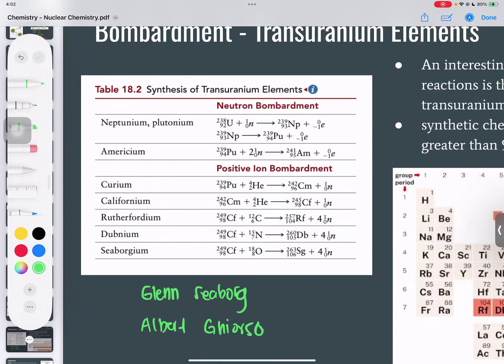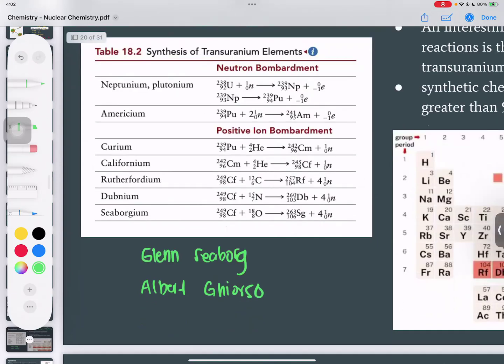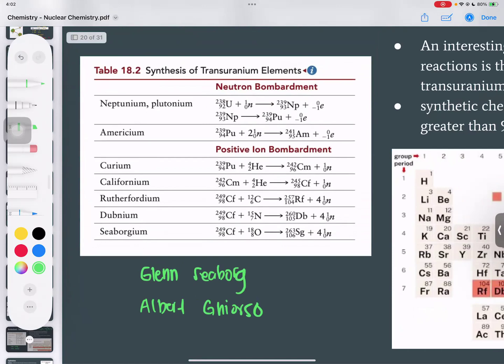So, to form heavier transuranium elements effectively, it was necessary to bombard appropriate targets with higher positive ions. Thus, you could see that instead of a neutron, they used helium, carbon, nitrogen, and oxygen, which are positive ions, thus creating the next in the series of the transuranium elements.